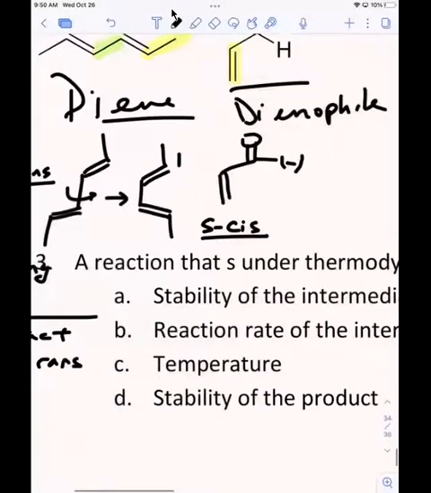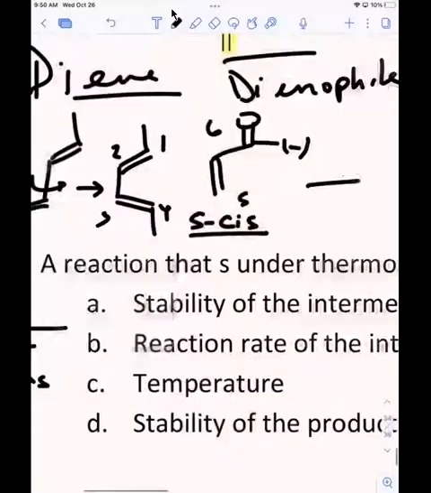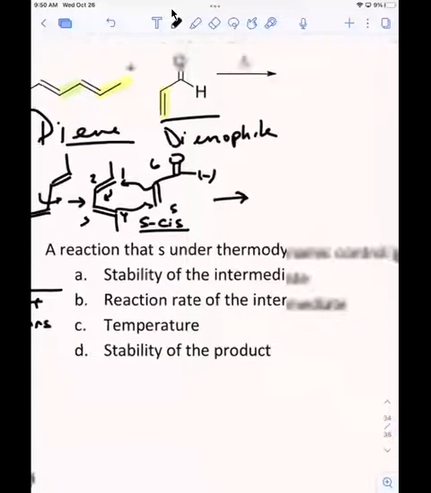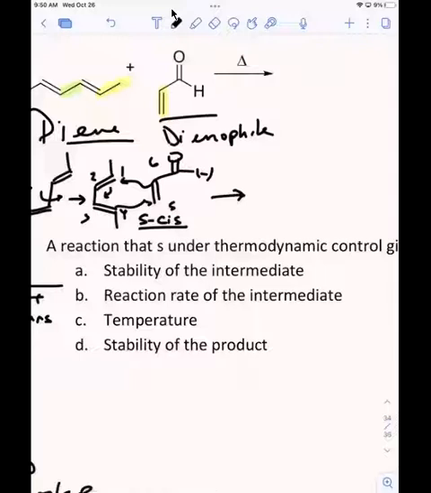And let's number it: 1, 2, 3, 4, 5, 6. What's the product look like? This won't change. So what does my product look like? Is it a 6-member ring? Yes. That'll never change. Where's the new pi bond in that product? It's at the second carbon.